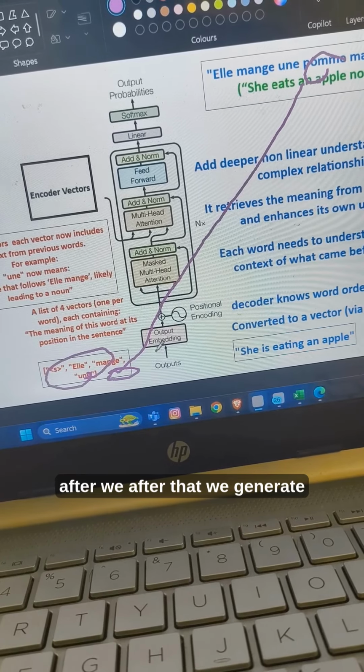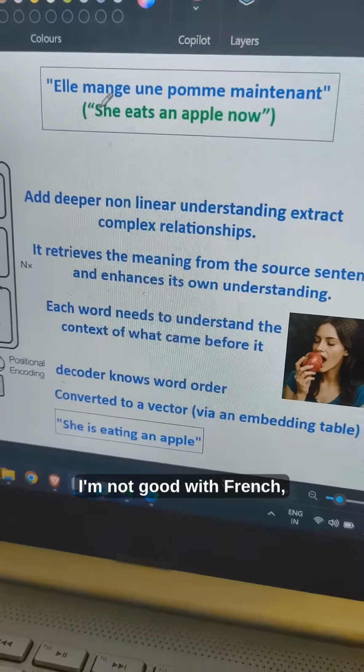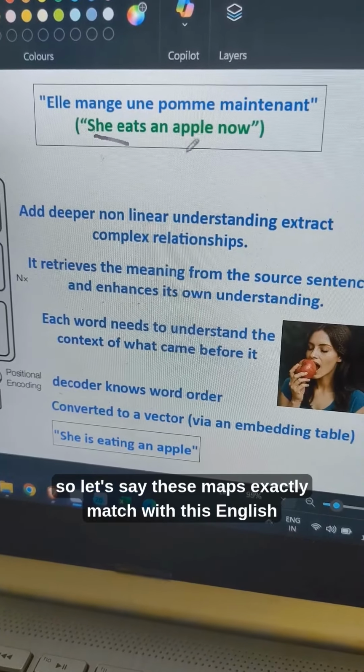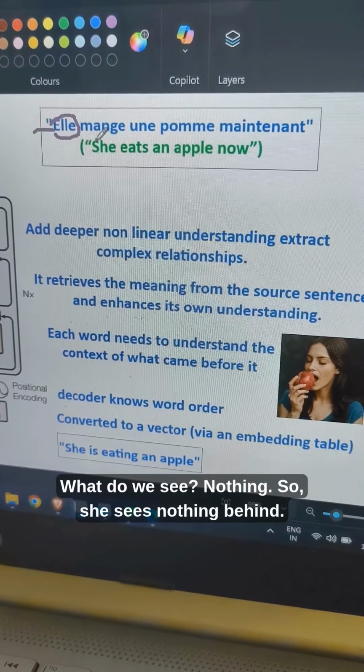After that, we generate embeddings for this and positional encoding for this, which I said about in the previous video. I'm not good with French, so let's say these words map exactly to this English here. So for this word, we're going to see the previous word. What do we see? Nothing. So she sees nothing behind.